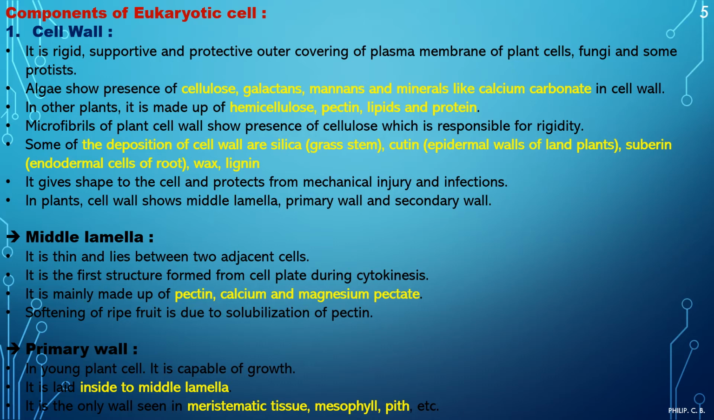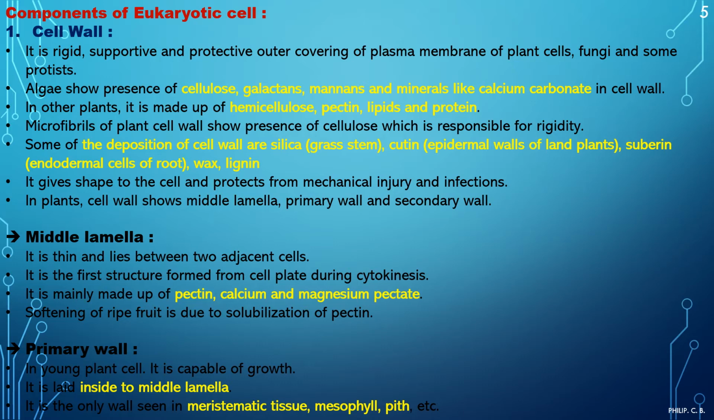Microfibrils of the plant cell wall show the presence of cellulose, which is responsible for rigidity, meaning to maintain the shape. The microfibrils are present in the plant cells, and the outer part, that is the cell wall, is made up of hemicellulose, pectin, lipids and protein components.